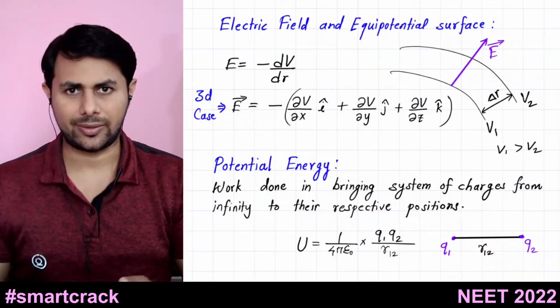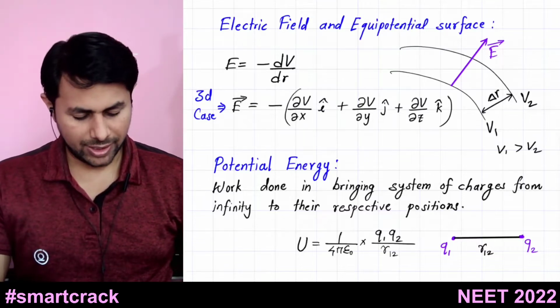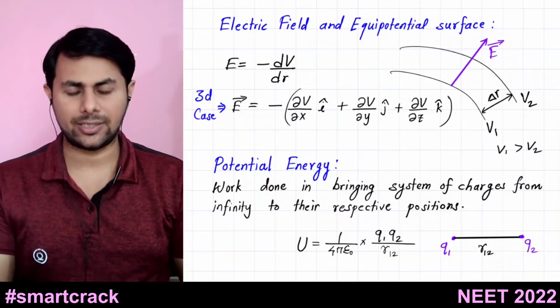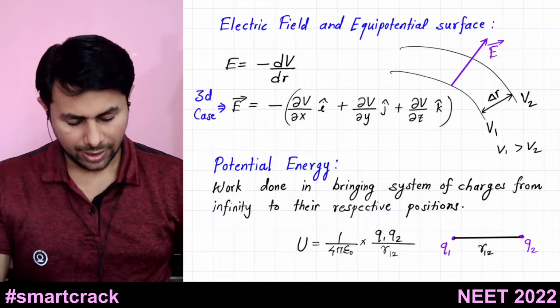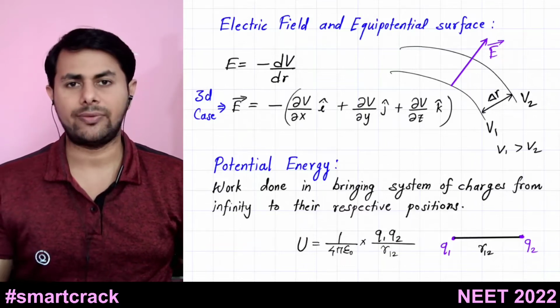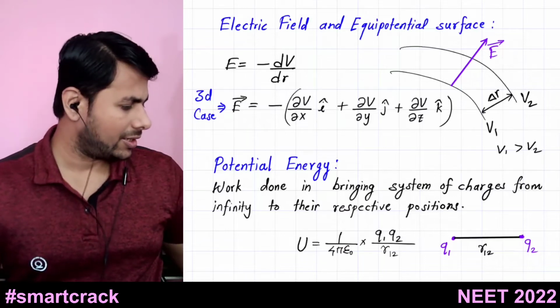Okay, to bring those charges from infinity and to keep them at some respective positions with respect to each other. And if we have two charges, then this potential energy is given by this formula. So we are keeping these two charges at a distance of r12 from each other. So the potential energy is given by 1 over 4 pi epsilon naught into q1 q2 divided by r12. Okay, so simple. This is the potential energy.